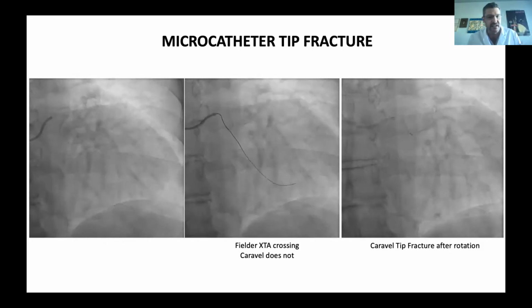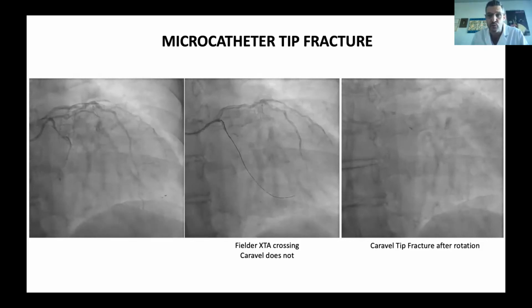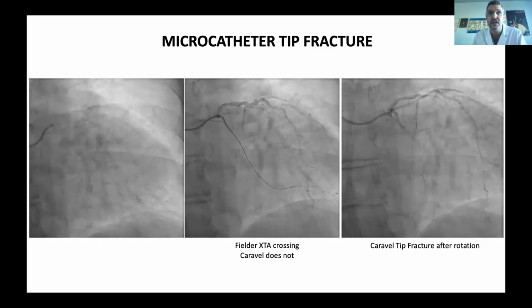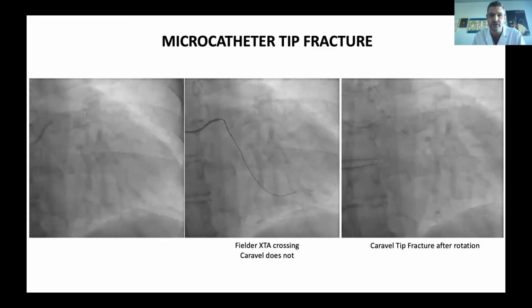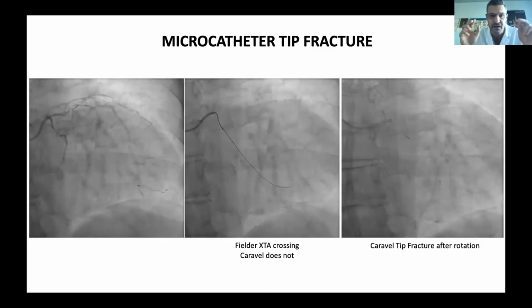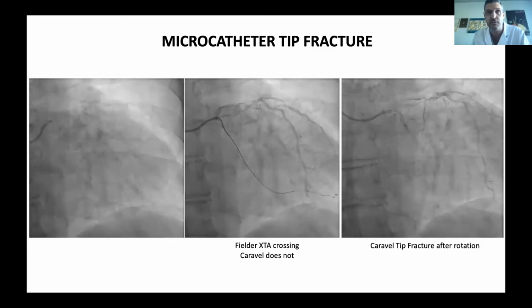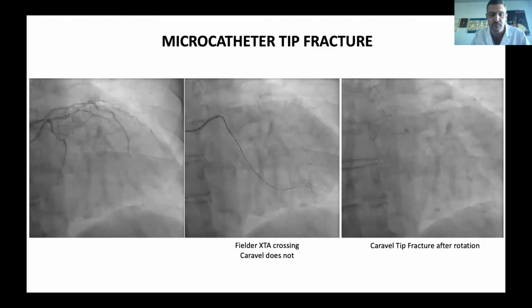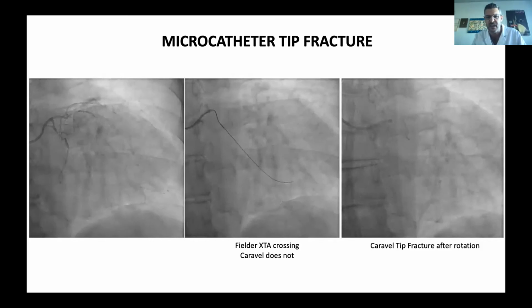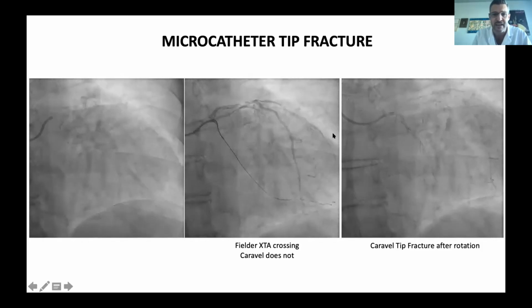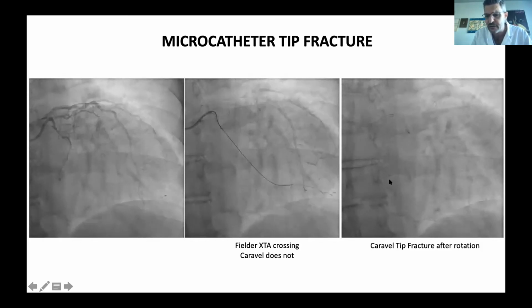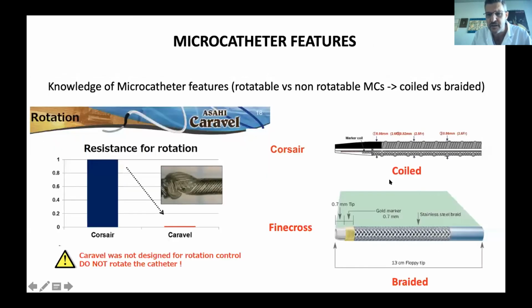But it's not the best microcatheter to advance and force into a calcified lesion, because the tip is very gentle, very soft, and also it is not a rotatable microcatheter. In this case, the operator forced the advancement and tried to rotate the microcatheter, and finally he had a fracture of the tip of the microcatheter.